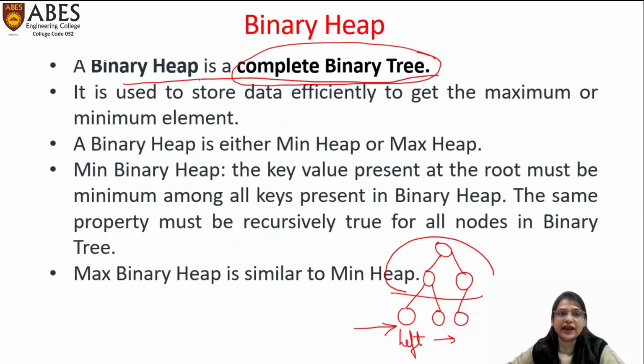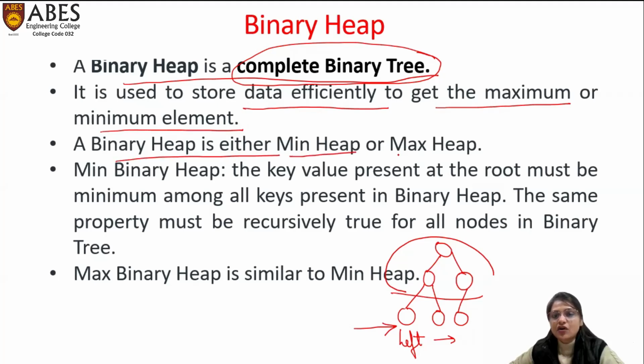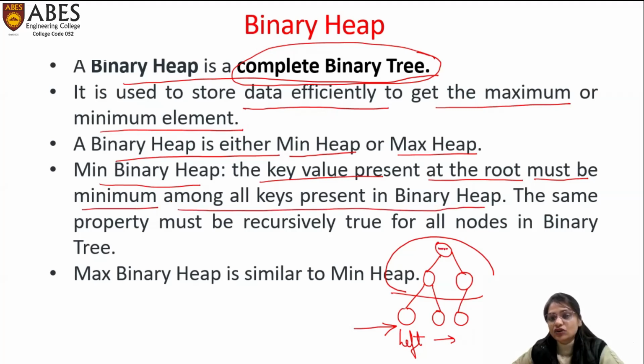Okay, so basically the binary heap's main utilization is to efficiently retrieve the data, or we can directly retrieve the maximum or minimum element value out of that binary tree. A binary heap can be either min heap or max heap. If I want to understand the concept of min heap, the definition is the key value present at the root node must be minimum, or must be small among all the keys present in the binary heap. Or we can say this root value should be less than its children. This is the min heap property.